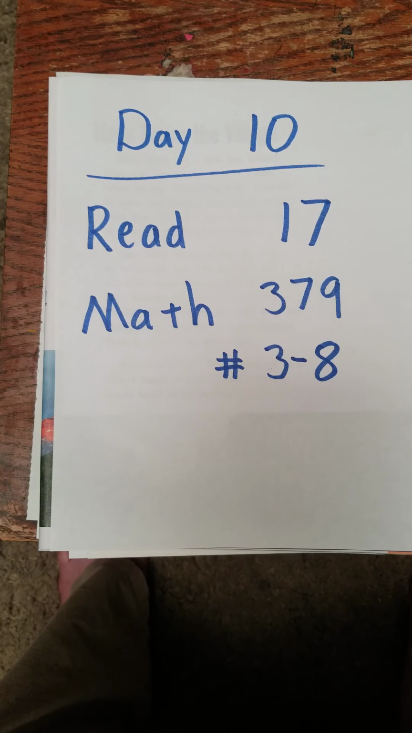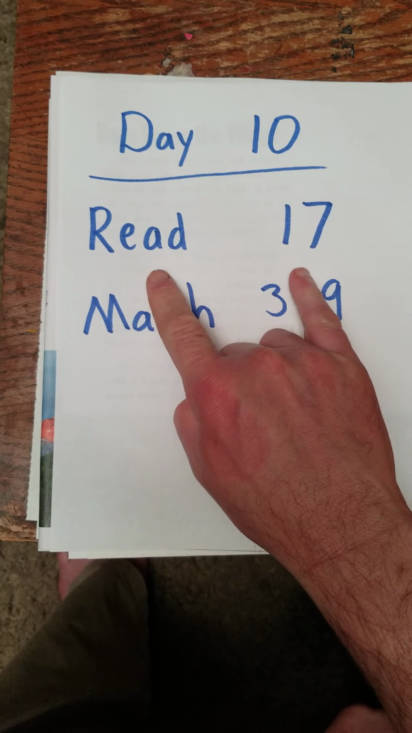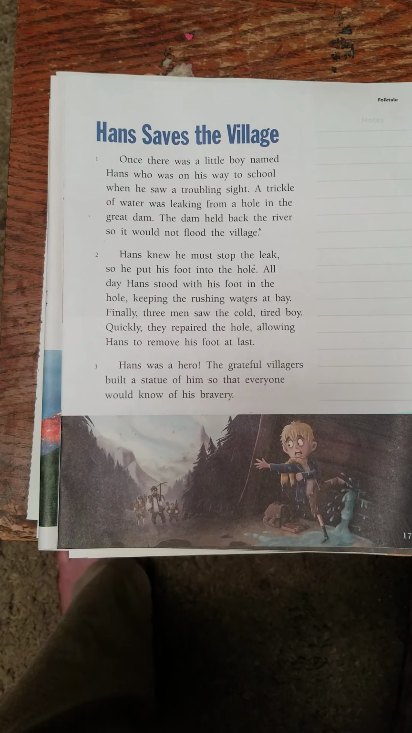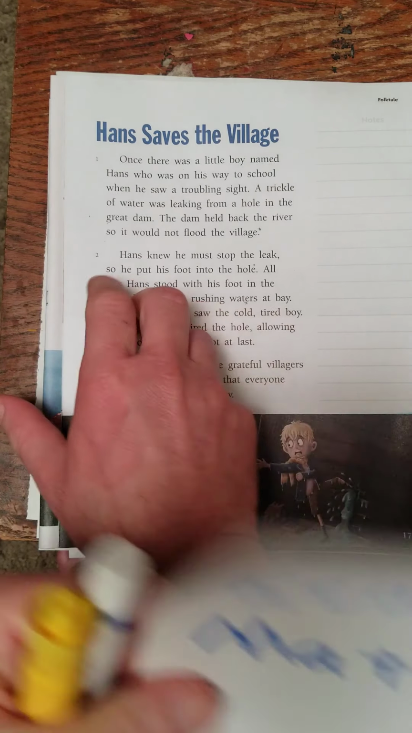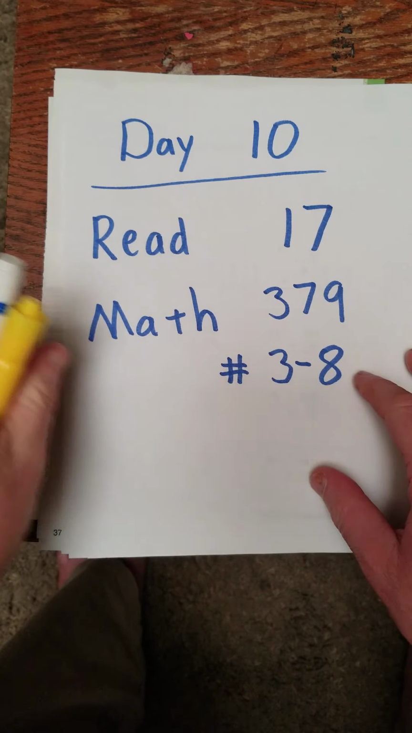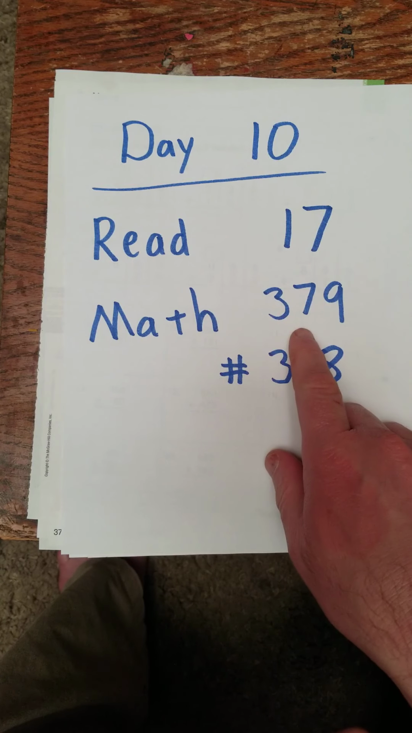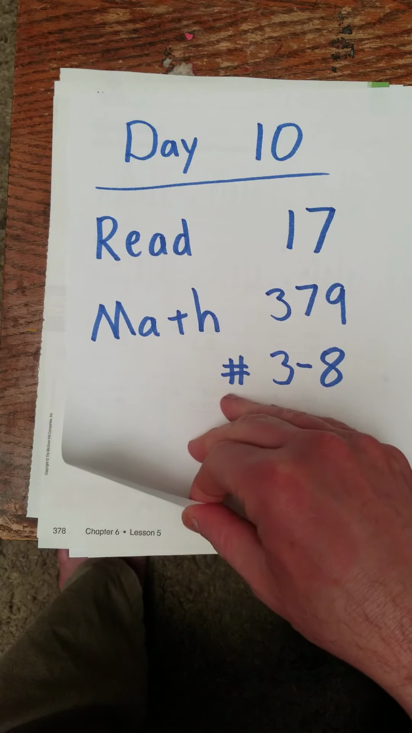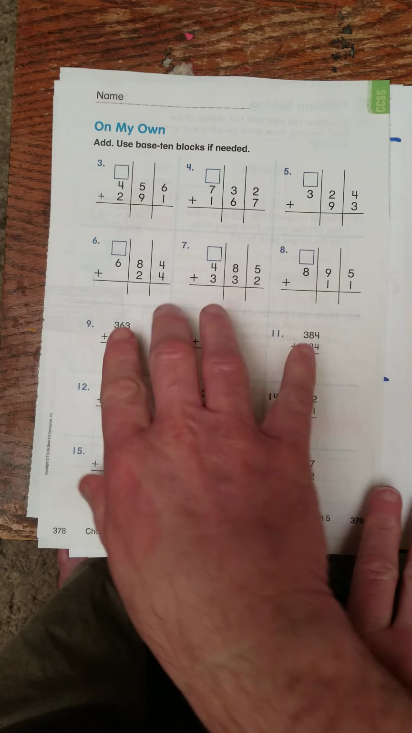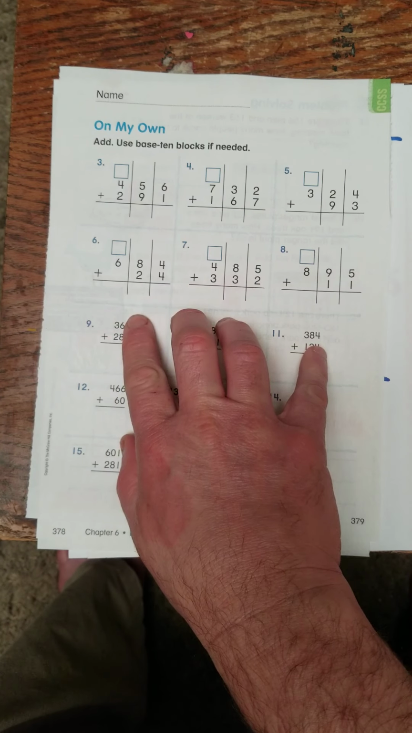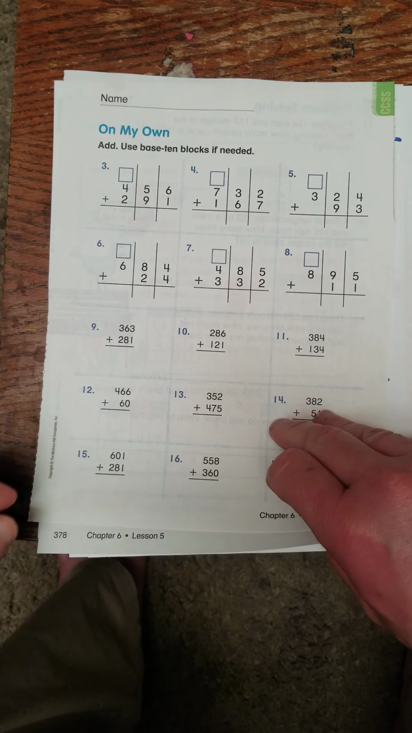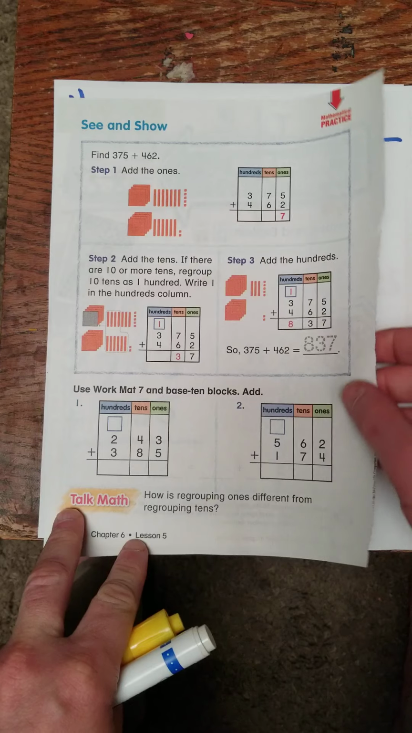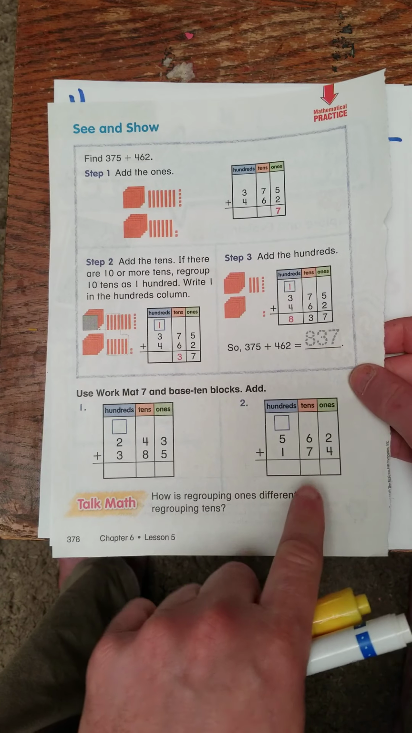Today, in your benchmark reading, go ahead and read page 17. Hans saves the village. And then go ahead and do math, page 379. Just do numbers 3 through 8. Okay, so just do this top part, first two rows. And I'll show you how to go ahead and do those. I'll do numbers 1 and 2 for you.